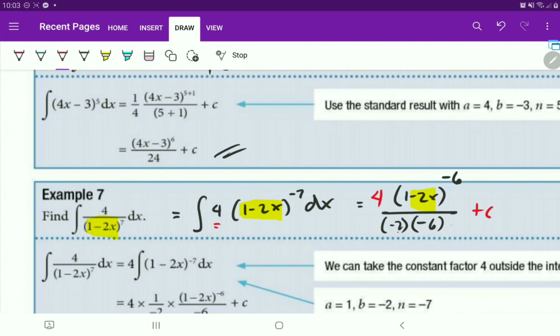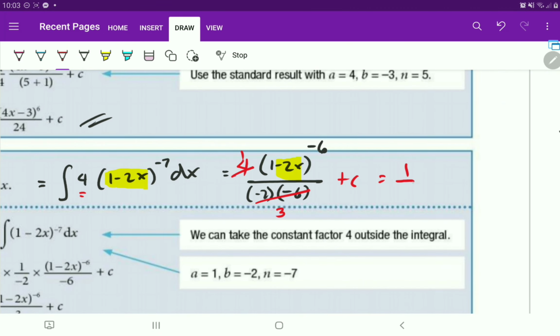4 over negative 2 times negative 6 is 12, so cancel, cancel. This is going to be 3, and this is going to be 1. The answer will be 1/3 of what? 1/3 (1 minus 2x) to the power of negative 6. Okay? That is now our answer.